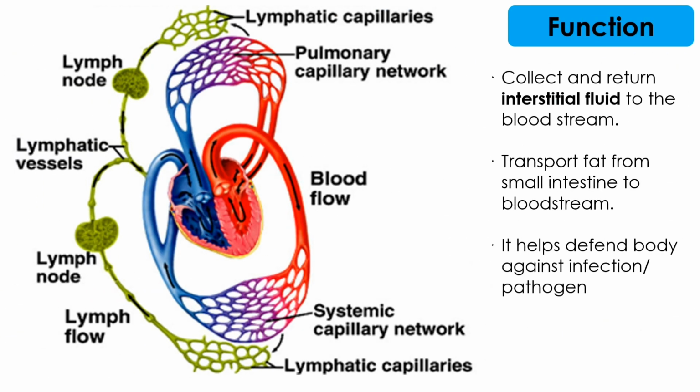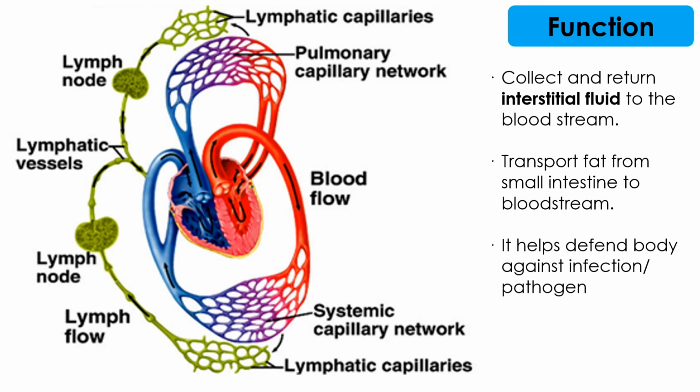Firstly, to collect and return the interstitial fluid to the bloodstream. Interstitial fluid is the fluid surrounding the tissues. Inter means in between, tissue means tissue. The second function of the lymphatic system is to transport fat from the small intestine to the bloodstream. Thirdly, to filter the interstitial fluid against infection or pathogens before it is returned to the bloodstream.